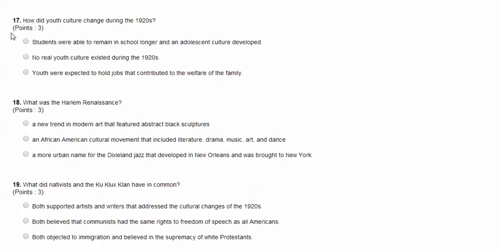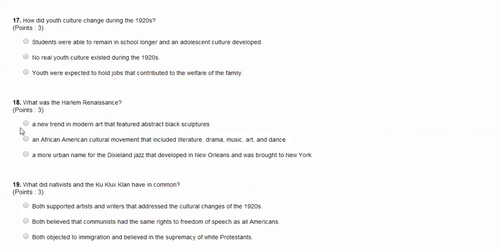Number 17, how did youth culture change during the 1920s? Students were able to remain in school longer and the adolescent culture developed. No real youth culture existed during the 1920s. Or youth were expected to hold jobs that contributed to the welfare of the family.